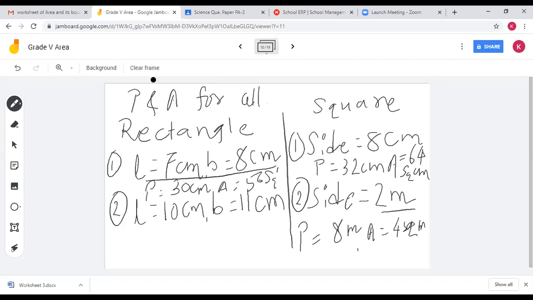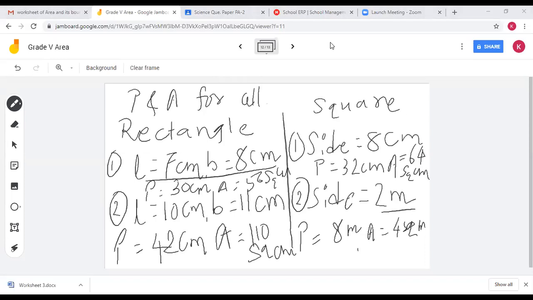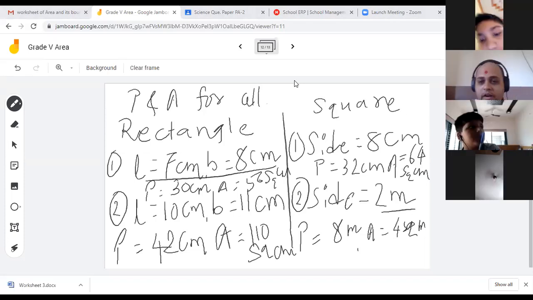Same way for this one, perimeter is 10 plus 11, 21. 21 twos are 42 centimeters, and area, 11 tens are 110 square centimeters. I'm just discussing the answer, not the formula. 11 tens is 110, not 1110, my mistake there. It is 110.